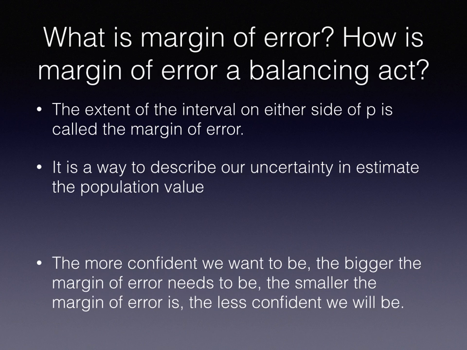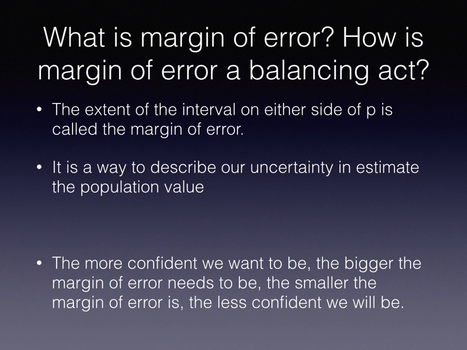And the more confident we want to be in our answer, the bigger the margin of error needs to be. The smaller the margin of error is, the less confident we will be. It's like when you look at polls for presidents. I was looking at this year's election, at some polls for Mitch McConnell. He had, I don't know, like 50% of the votes with a margin of error of 2. So they're saying that they are 95% confident that between 52 and 48 lies the true percentage of Kentuckians who want to vote for Mitch McConnell.